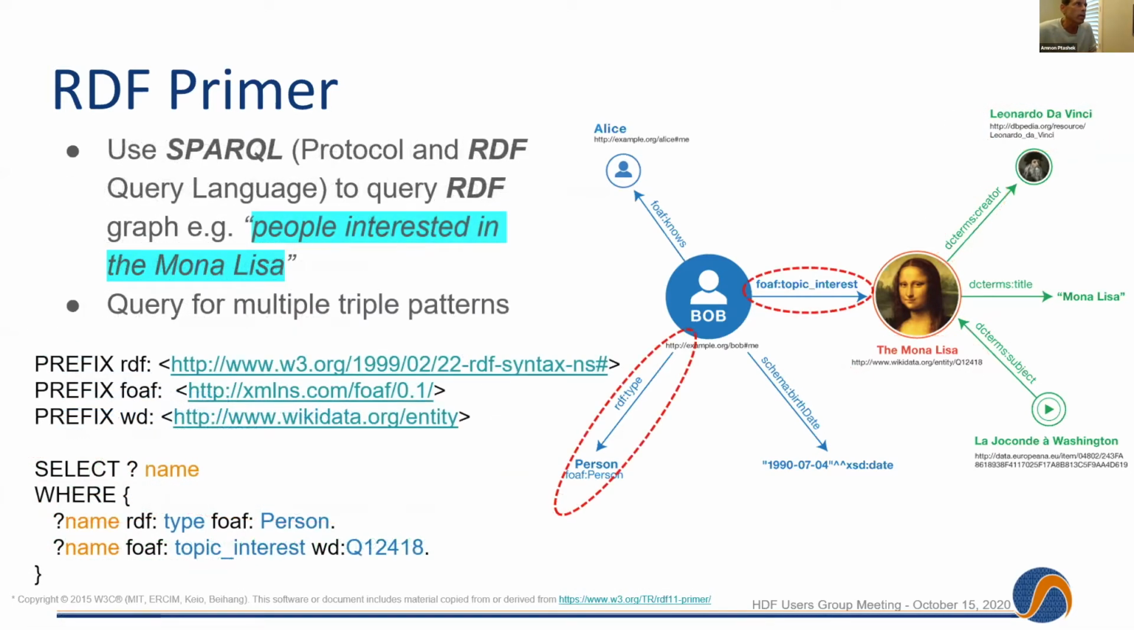And like SQL, for RDF graphs you have the SPARQL query language, the protocol and RDF query language to query RDF. So if we would like to understand and infer the people that are interested in the Mona Lisa, we created the following SPARQL query: select name, where name is a person and is interested in the Mona Lisa. So we get Bob as the inferred answer, that is a person and is interested in the Mona Lisa.